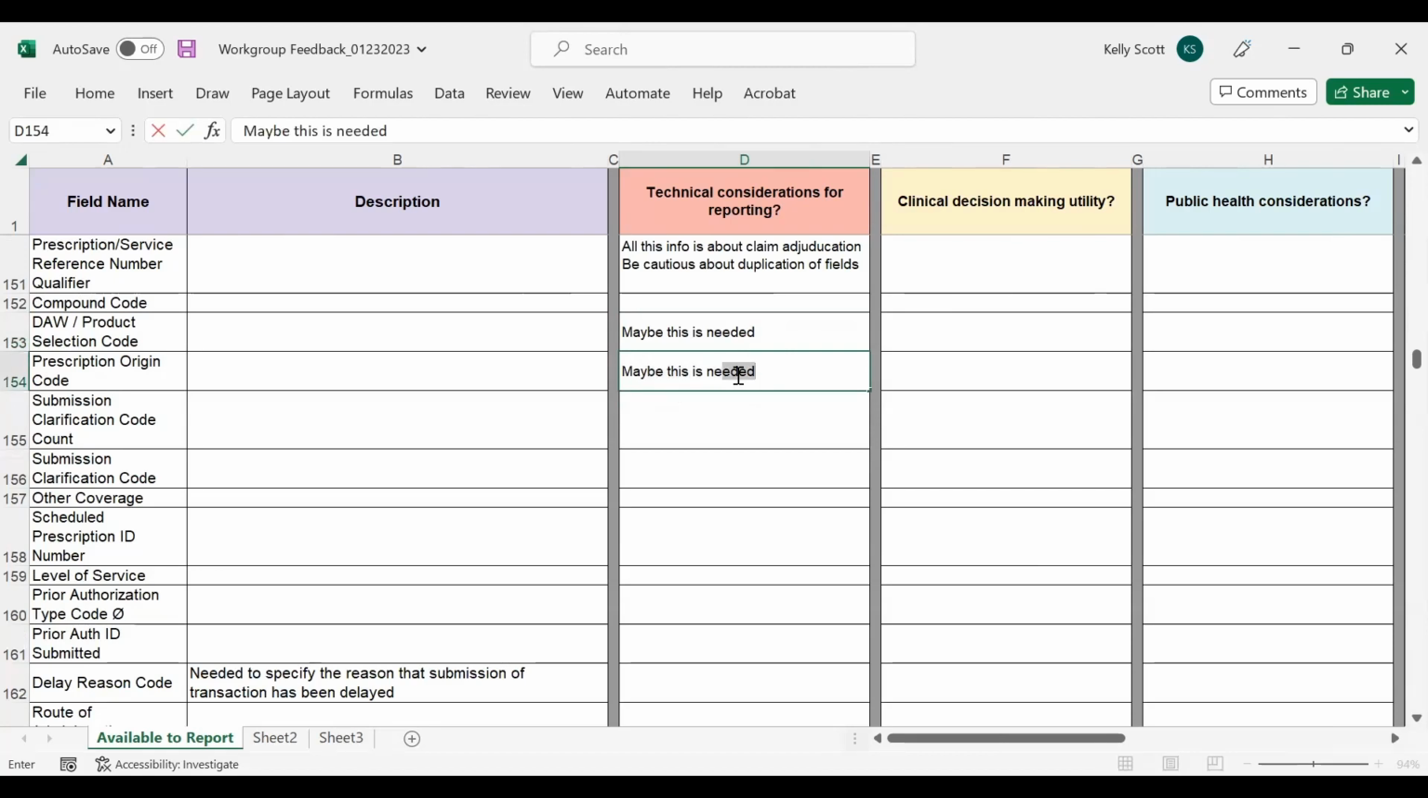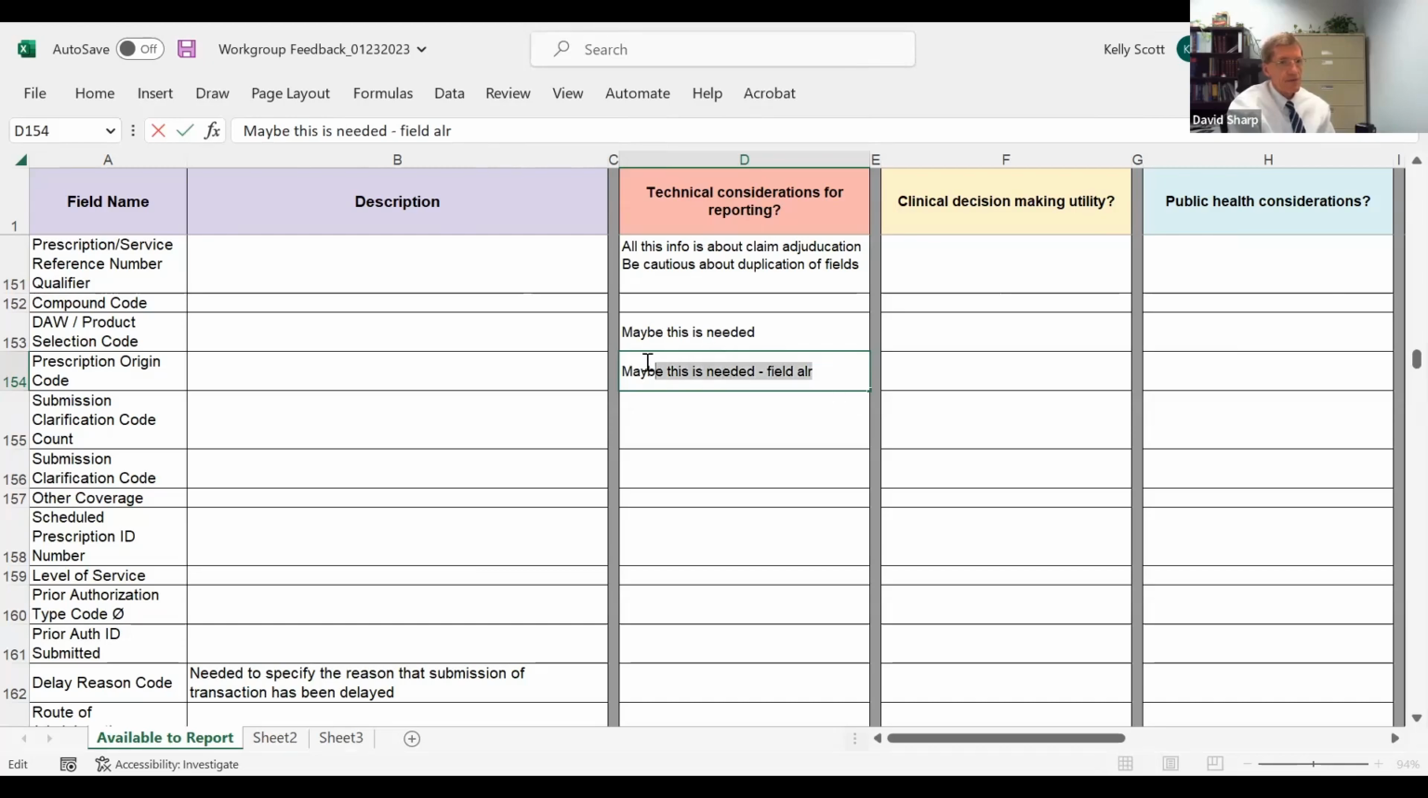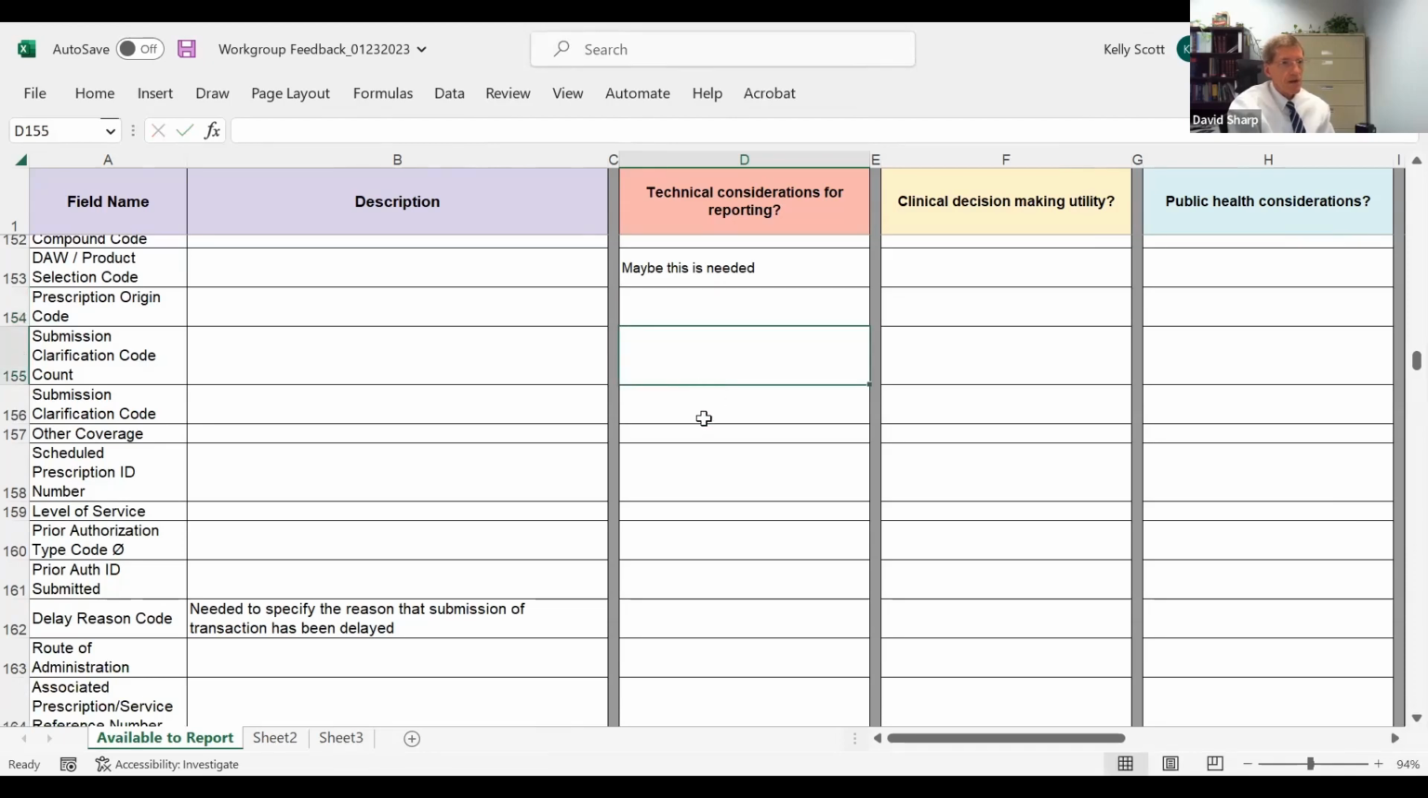So if something happened during the adjudication process where additional communication is going back and forth between the pharmacy and the payer. Yeah, and the prescription origin code is what we were talking about, whether it was electronically prescribed or phoned in or faxed. So that field is already there. So Anna or Kelly, you can take that out because it's captured elsewhere. And then we can just mark these other fields, unless there's someone else on the call that thinks we need to discuss any of these.